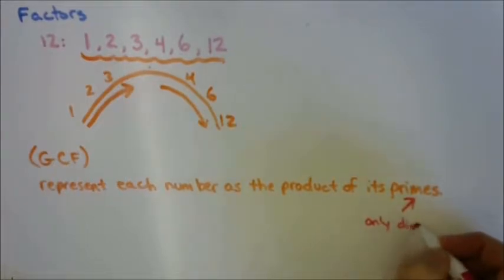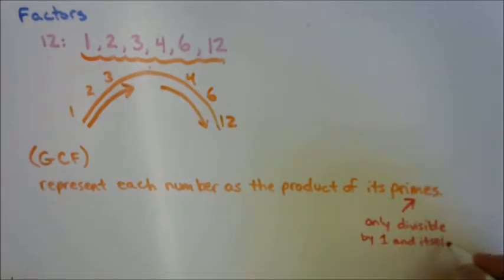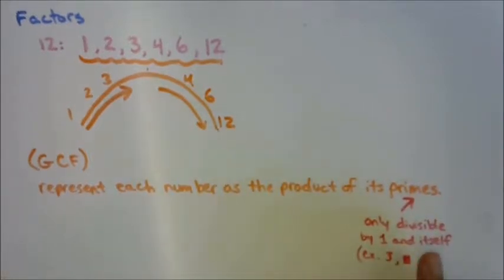Only divisible by 1 and itself. So for instance, the number 3 can only be divided by 1 and 3, not 2. 2 is not a factor of 3. Or the number 11. There's no numbers that will multiply to 11 except for 1 and 11.